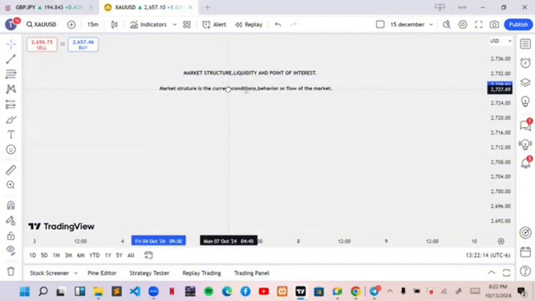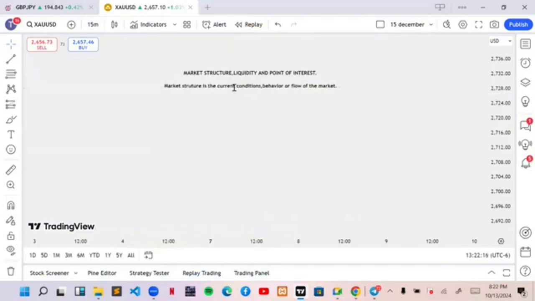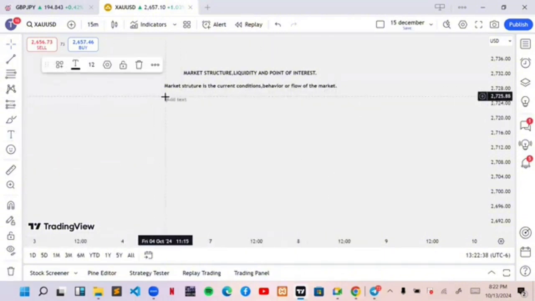Now there are two types of market movements. There's the trending market and then there's the ranging market. In the trending market, that's when we have uptrends and downtrends. And then the ranging market is just a consolidation. So there are two types of market movements, the trending market and the ranging market.